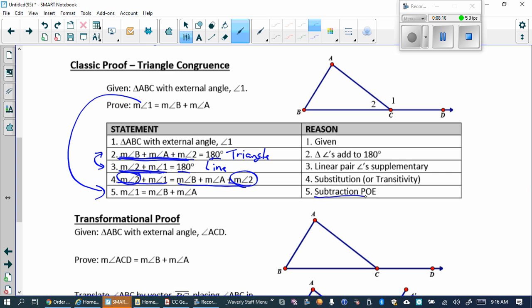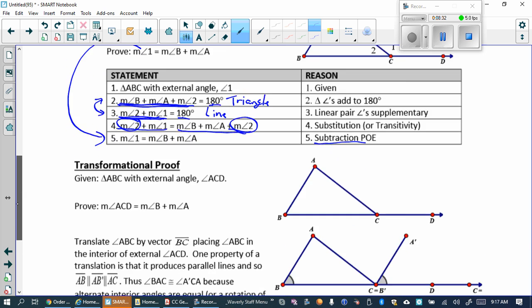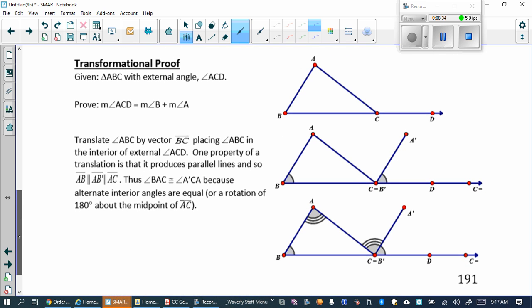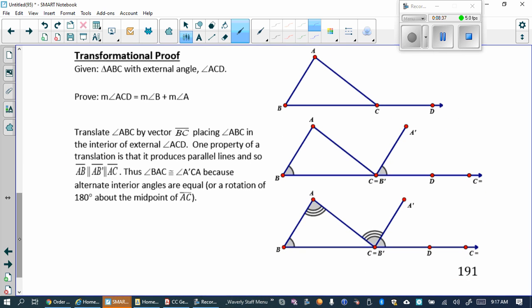So remember, if you have equal things, they can be substituted for one another, right? And if you have something on the same side of the equation, you can subtract it out of both sides using properties of equality, okay? Down here then. So that was a formal proof. Let's look at a transformational proof, okay?